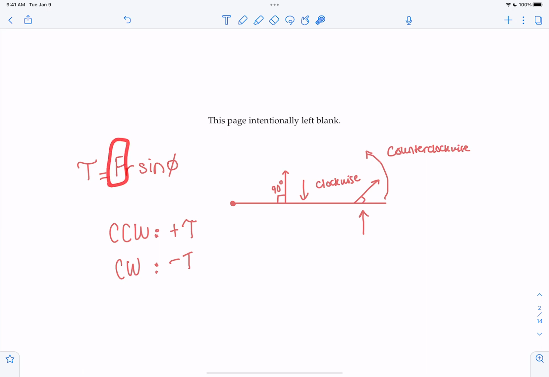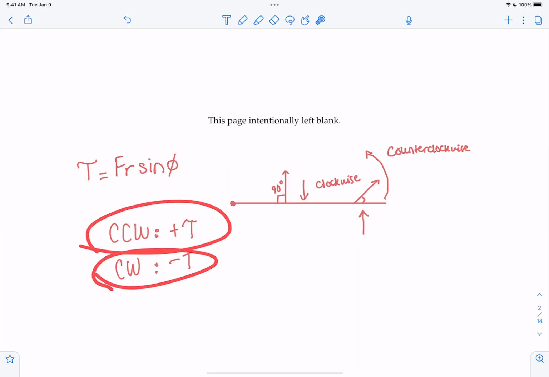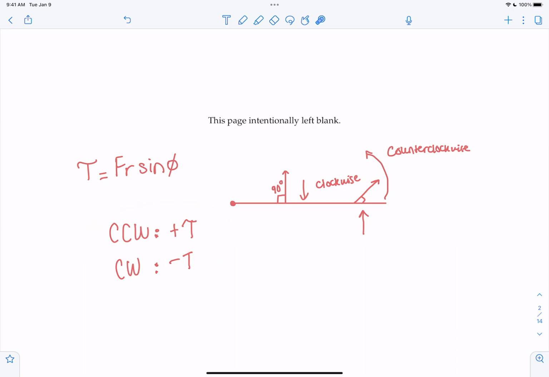And the force here is just the force that you apply, right? Counterclockwise is positive torque, clockwise is negative torque, right? That should sum up what's going on with torque and how to calculate it. Now, when you're calculating net torque, well, you just add up all the torques that you have, right?